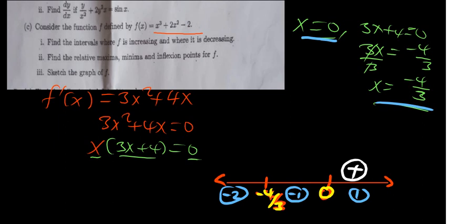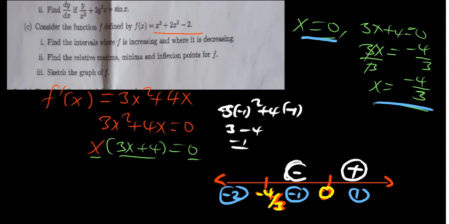Now let's go to -1. What if I put -1? Am I going to get a negative or positive? Let's see. If I put -1 here, it's going to be 3 times -1 squared plus 4 times -1. We're expecting this to be just 3, then this is going to be -4. I'm going to get -1, which is negative. I'll put negative here. Okay? Now, I'm done with that one.